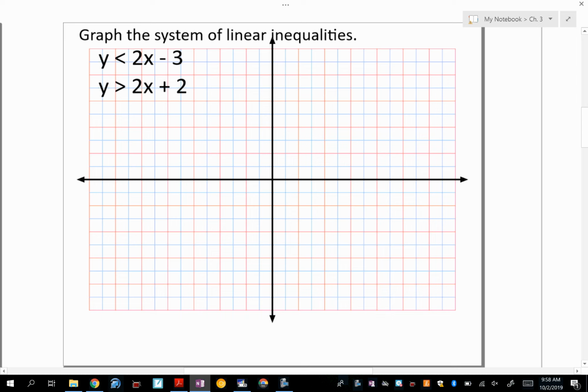So, the first one, the y-intercept is -3. So I'm plotting on the y-axis my y-intercept of -3. What's the slope of that first one? 2/1, a positive. So I'm going up 2, right 1. Down 2, left 1. What kind of line am I going to draw? A dotted line, right? Neither of these say or equal to.